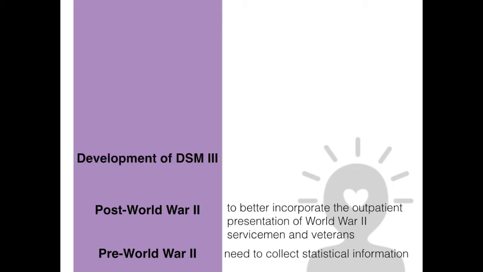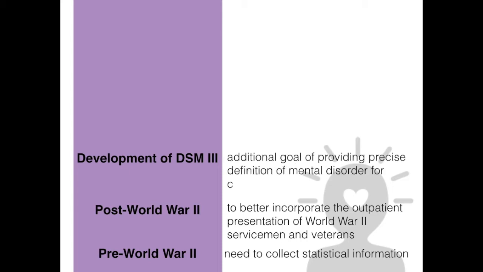In 1974, the decision to create a new revision of DSM was made, and Robert Spitzer was selected as the chairman of the task force. This was the development of DSM-3. The initial impetus was to make DSM nomenclature consistent with the International Statistical Classification of Diseases and Related Health Problems, or ICD, which was published by the World Health Organization.